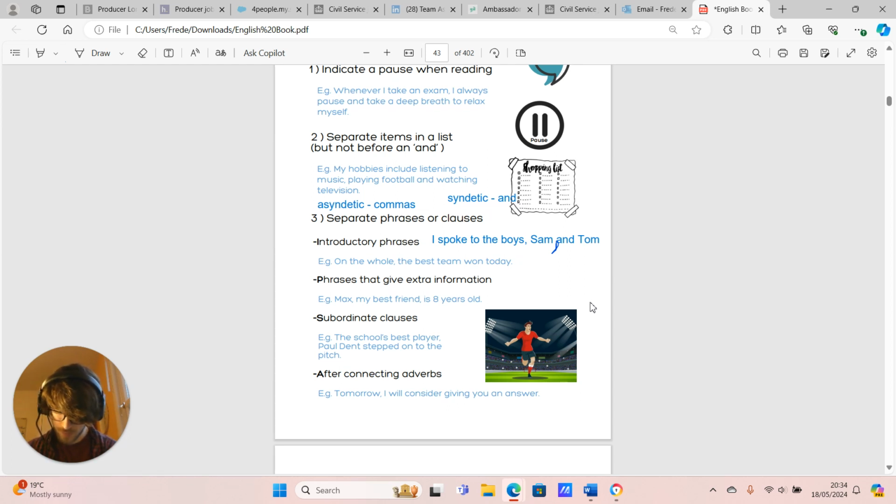So, this works for all examples but one. If the second independent clause is very short, you may not need a comma, right? And you often get this in, you remember this, right?